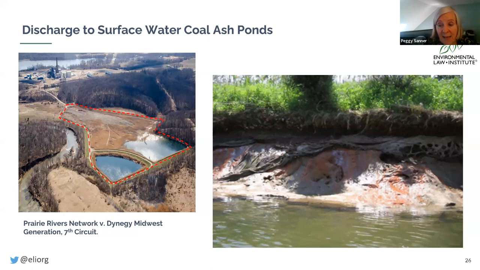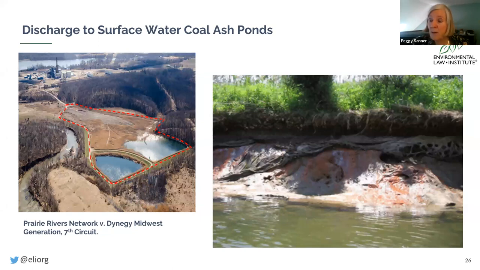Now, the court didn't say only this kind of injection system to the groundwater would be considered a point source. There are other situations where facilities do discharge a variety of kinds of wastewater to the groundwater and have claimed, or are claiming, to also be covered under this exception. We see here pictures of a coal ash pond facility in the Midwest. This is a pond where a coal-fired energy generation facility has coal ash as a waste and stores it in ponds for a while, ultimately before dewatering and disposal.